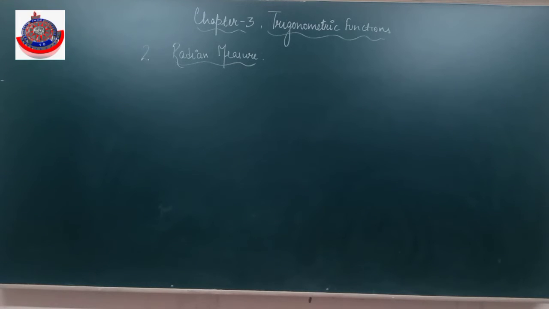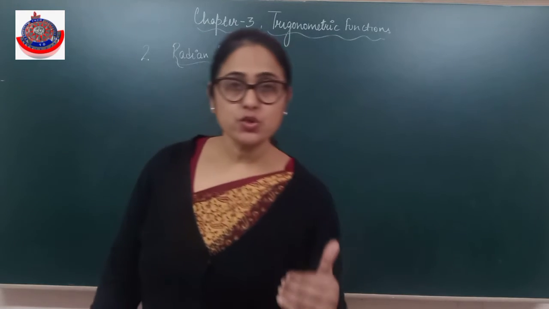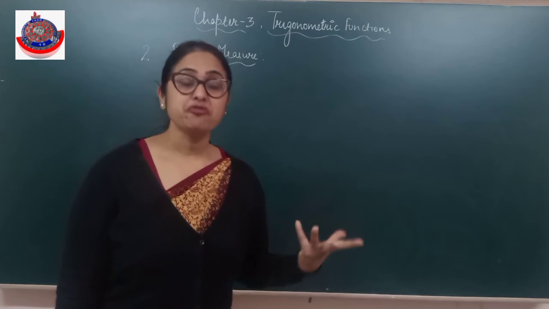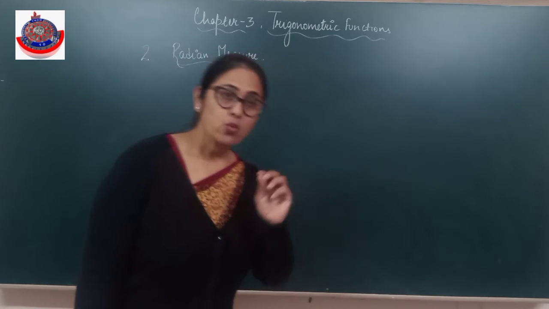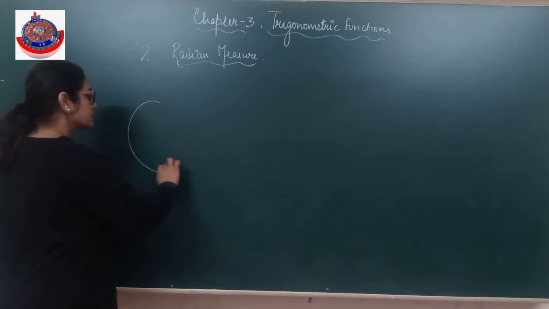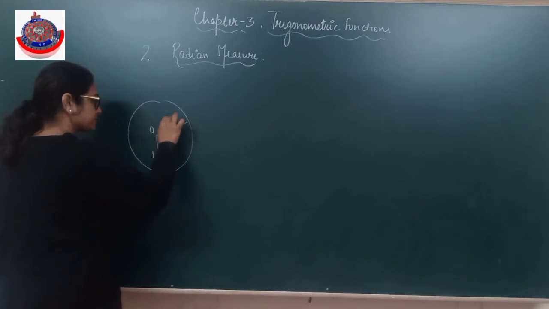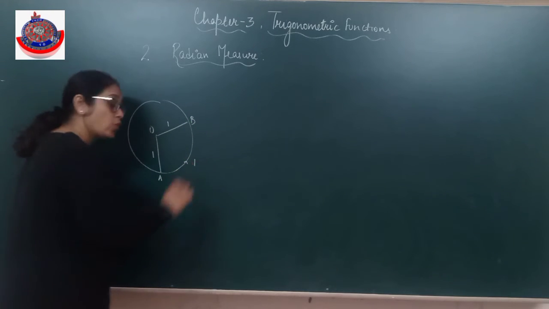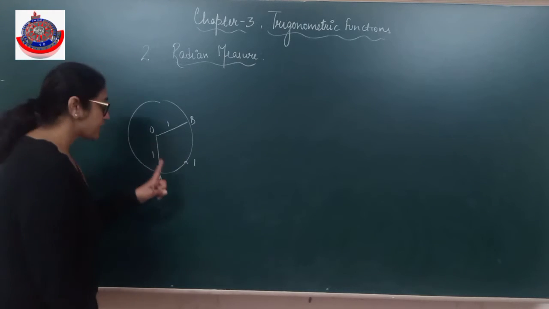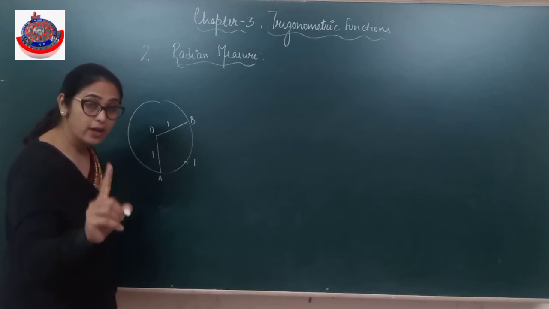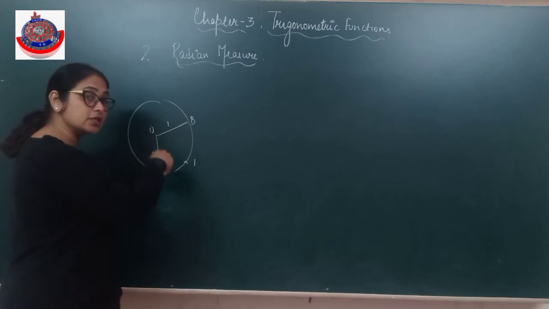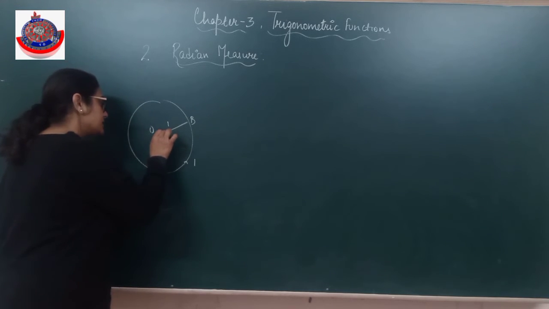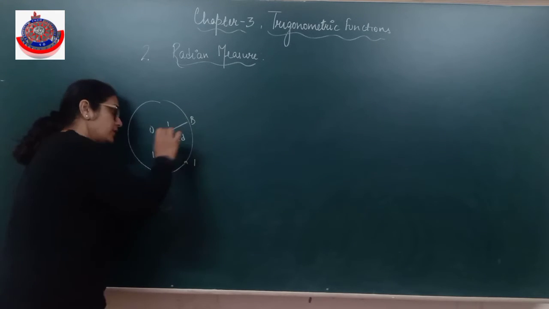See, now the second is radian measure. As we have done degree measure, now this is a new concept. There's another unit of measuring angles, that's radian measure. What is that? Well, there's a circle of radius 1 unit and this arc AB, the length of the arc AB, is also 1 unit. Then the angle subtended by the arc AB of 1 unit at the center of the circle of radius 1 unit is equal to 1 radian.